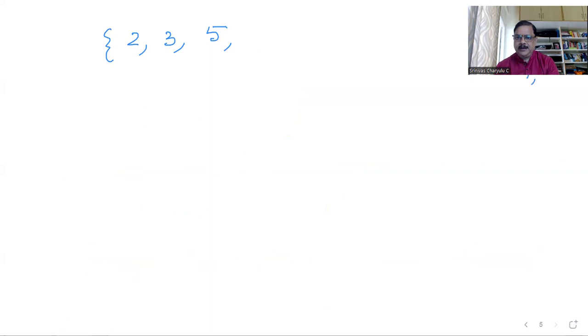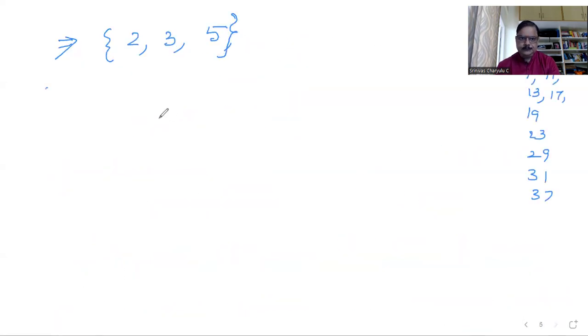See, 7 doesn't divide. 11 is a prime number. 13 is a prime number. 17, 19, 23, 29. You're seeing now? 29, then 31, then 37. These are all the prime numbers still there. But if you count now, 2, 3, 5 only are the answer. So 2, 3, 5 is the set of elements which are prime numbers that divide 60. Next question.